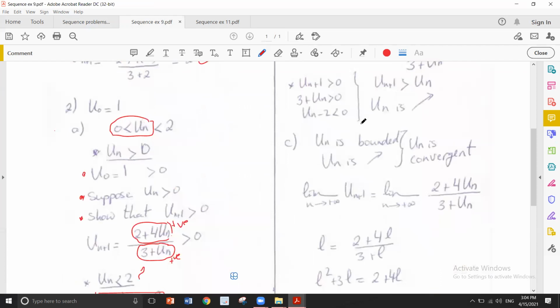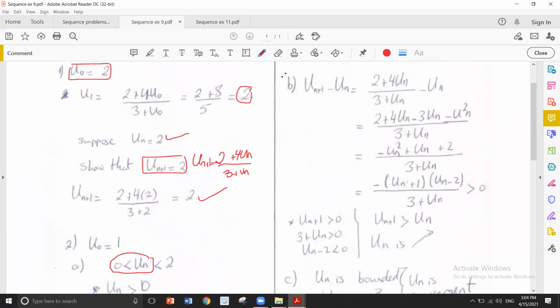So, part B, un plus 1 minus un. Un plus 1 is 2 plus 4 un over 3 plus un minus un. We take the LCM, which is 3 plus un. Then we will get 2 plus 4 un minus 3 un minus un squared. Then minus un squared plus un plus 2.